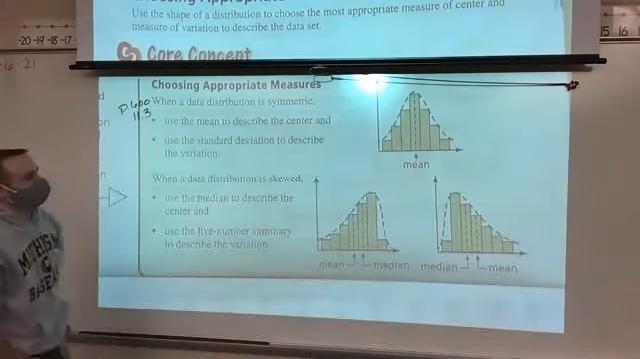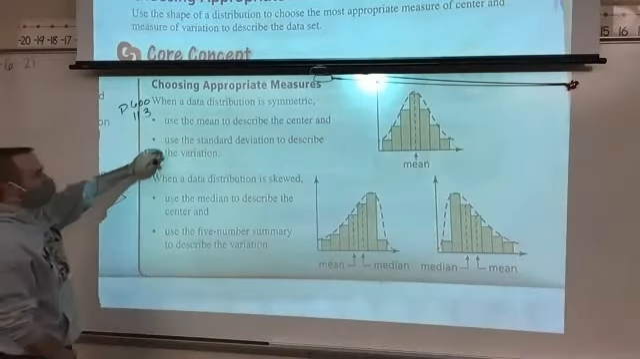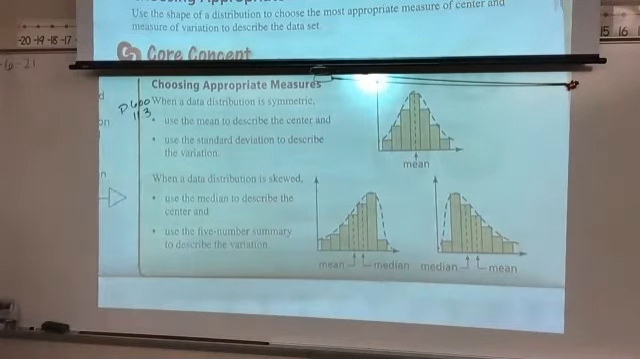So when it is symmetric, and we see the picture, we're going to use the mean to describe the set. Okay, if you have symmetrical data, the mean is going to be the best representation of the, quote unquote, average of your data. And then standard deviation is going to be best to describe the variation. Okay, anytime that it's symmetric. But that's not all the time, right? It's not always symmetric. Sometimes it's skewed. We have that tail off to the left or the right, and we have to describe it still.